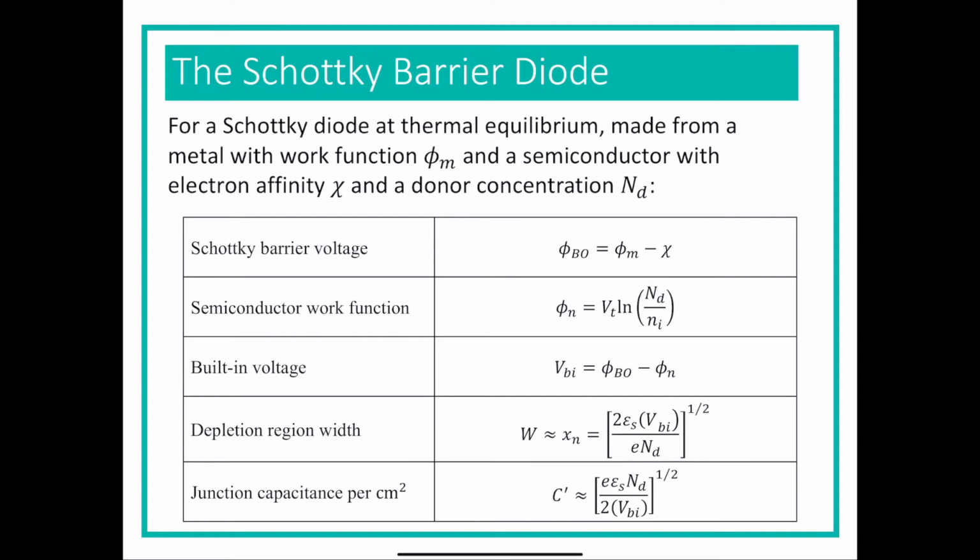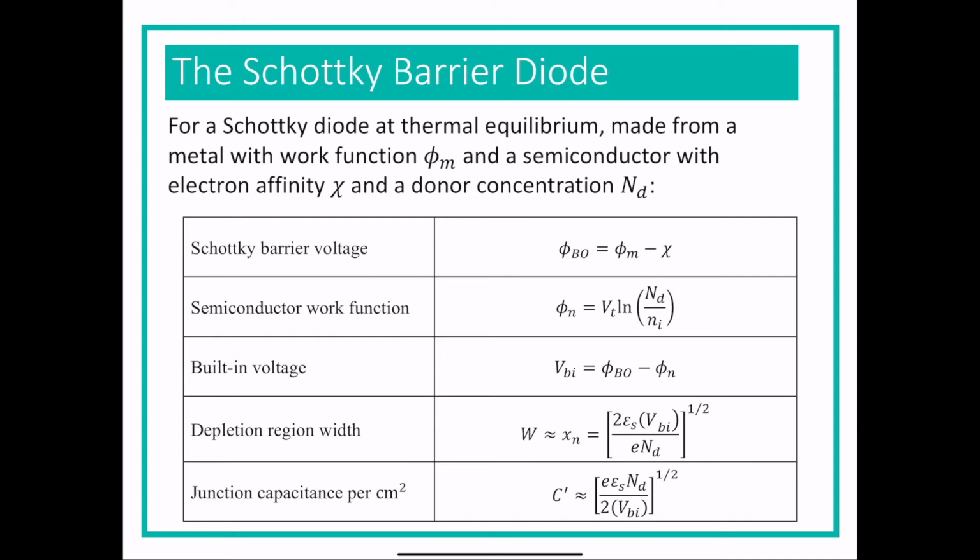So that should not be a problem. The semiconductor work function, again, this is something that you have done already. You have already calculated EC minus EF. This is just a different form, but it's something that is easy for you to do. And then the built-in voltage is going to be easy to find.